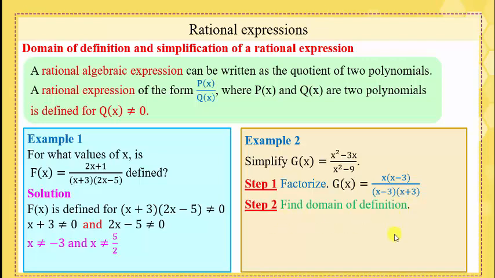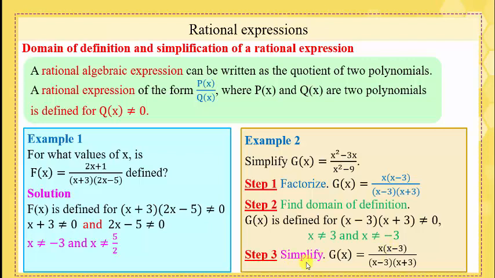Step 2. Find the domain of definition. g of x is defined for (x minus 3)(x plus 3) different from 0. Since we have a fractional expression, it is defined when the denominator is different from 0. So x different from 3 and x different from minus 3. Step 3. Simplify. We write g of x in the factored form, and then we have x minus 3 as a common factor between the numerator and denominator, so we can simplify x minus 3 by x minus 3 to get the answer x over x plus 3, the simplest form.